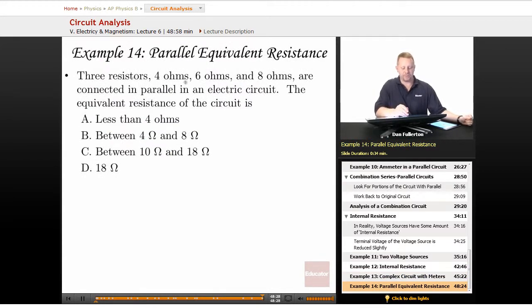3 resistors, 4 ohms, 6 ohms, and 8 ohms, are connected in parallel in an electric circuit. The equivalent resistance of the circuit is, well, right away, if they're in parallel, I know that my equivalent resistance must be less than 4 ohms. Oh, wait, there's our answer right there, less than 4 ohms. All of our other choices are larger than 4 ohms. Very little thinking required, just knowing that formula and a couple facts.